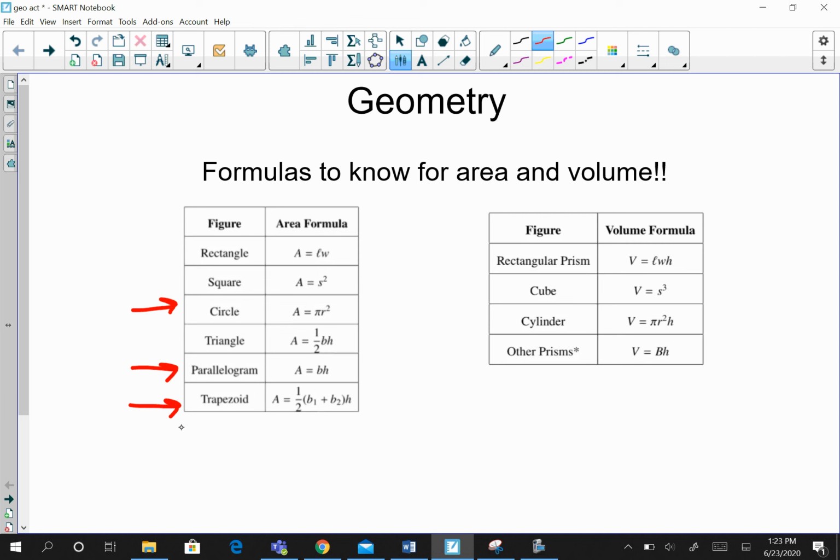Now the height is always going to be the up and down. It's never going to be slanted. It's going to be perpendicular to the bases, meaning it's going to form a right angle with the base.